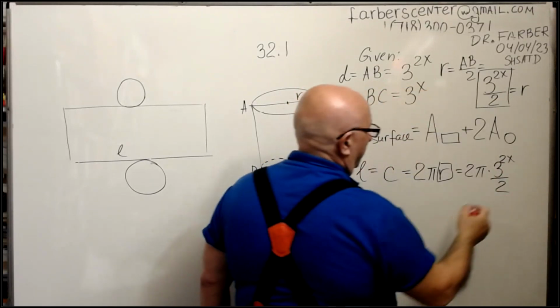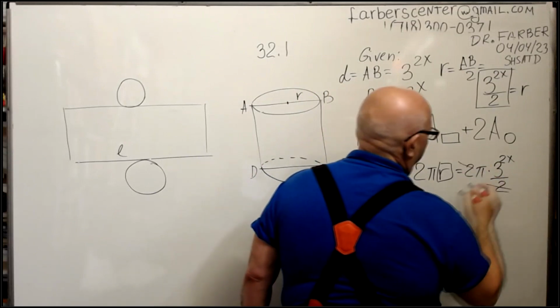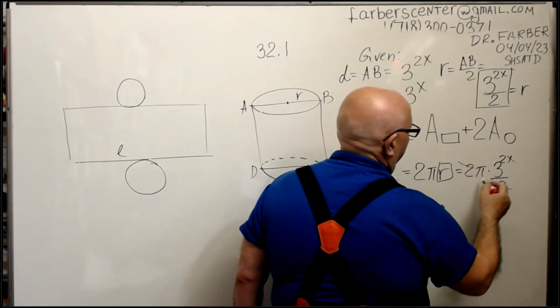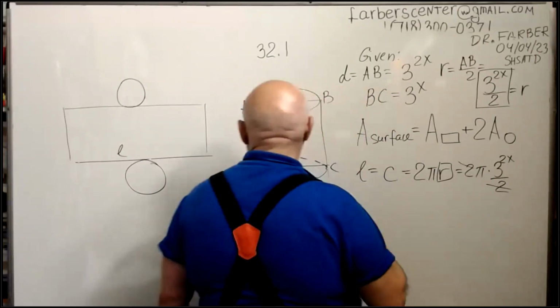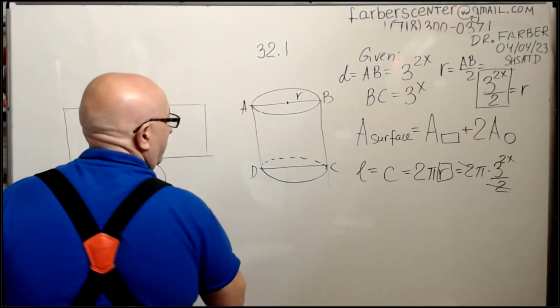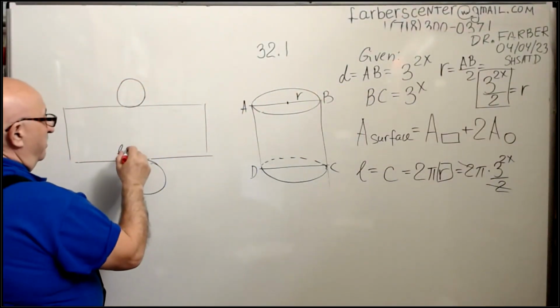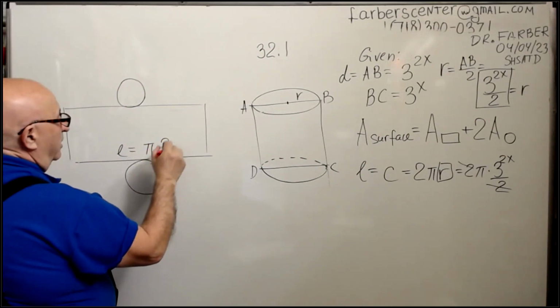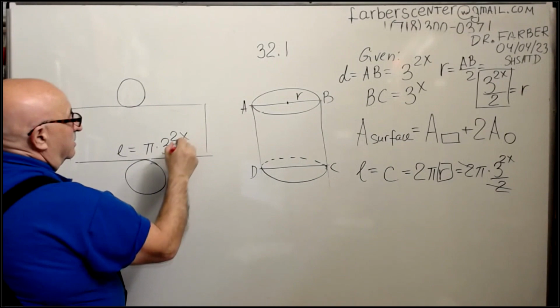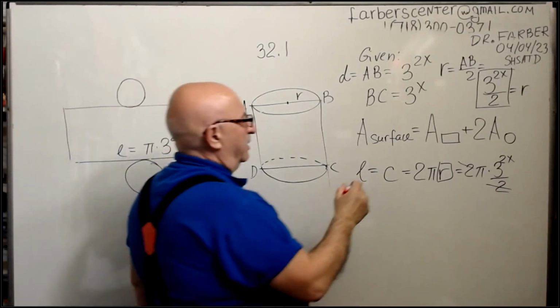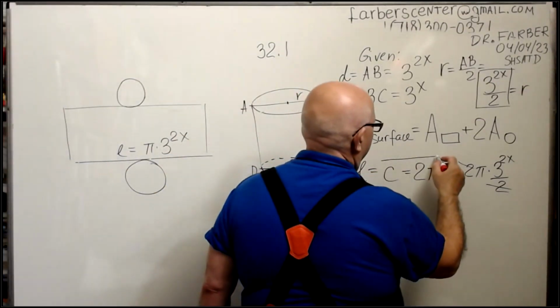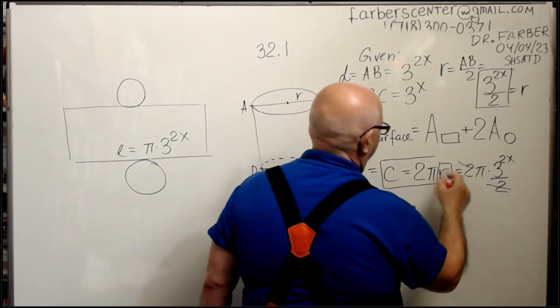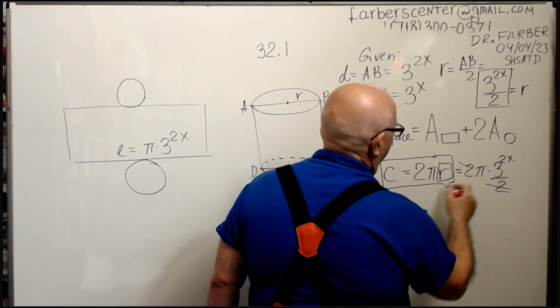2 and 2 cancel out. I will get this length. I can write this length equals pi multiplied by 3 to the power 2x. What did I use? I used this formula we covered many times, the circumference of any circle. And I just plug in what we have.